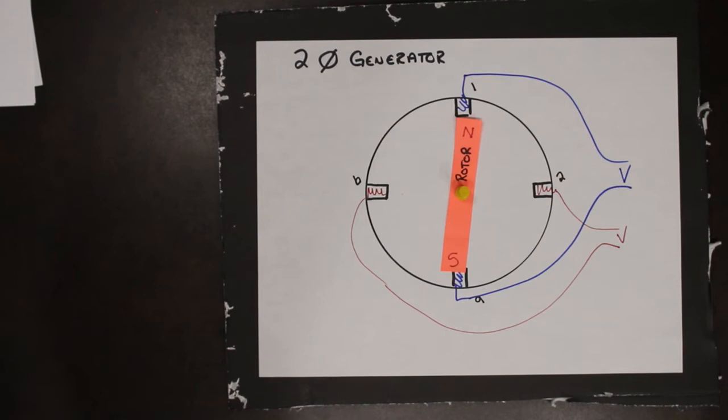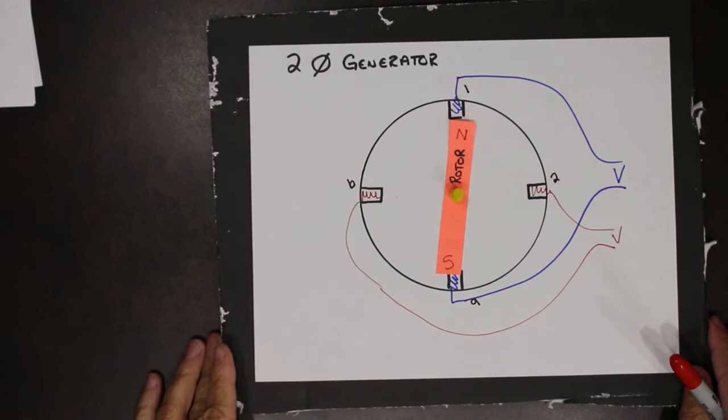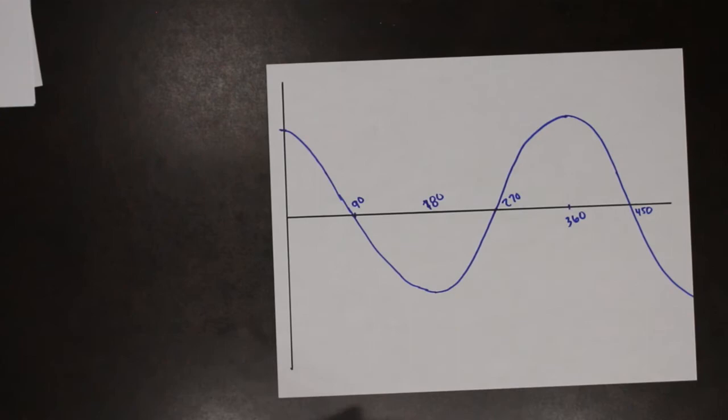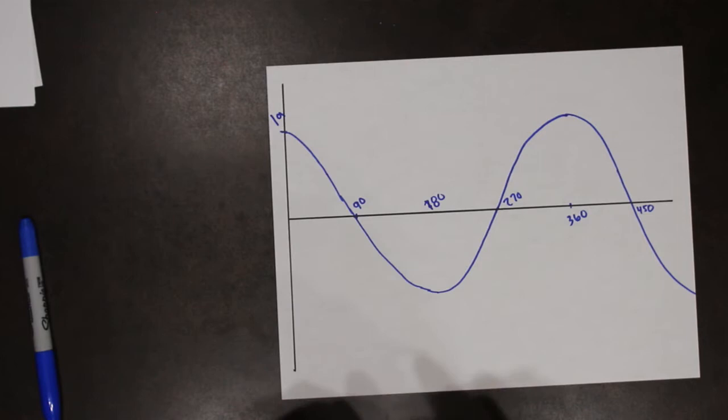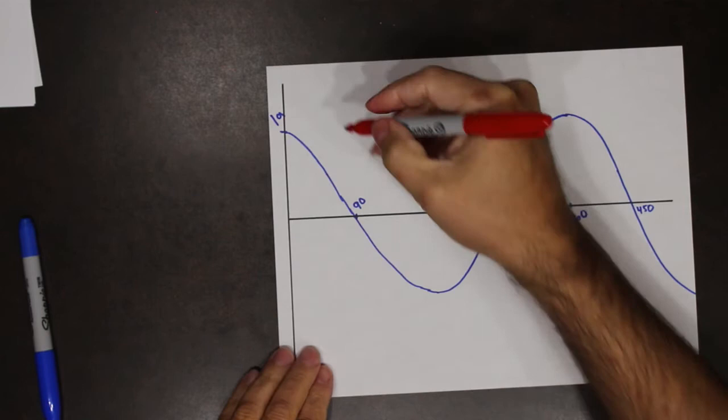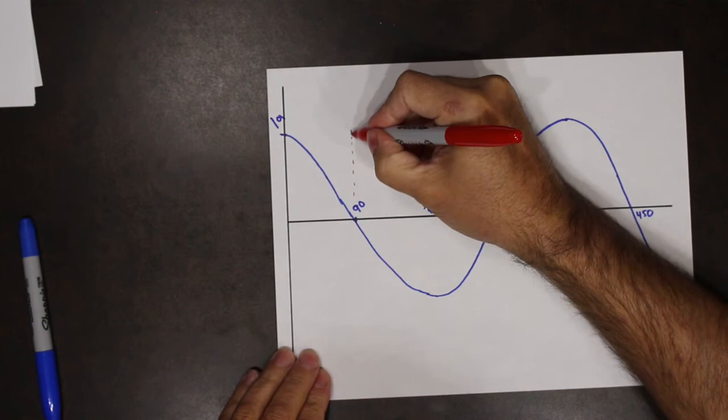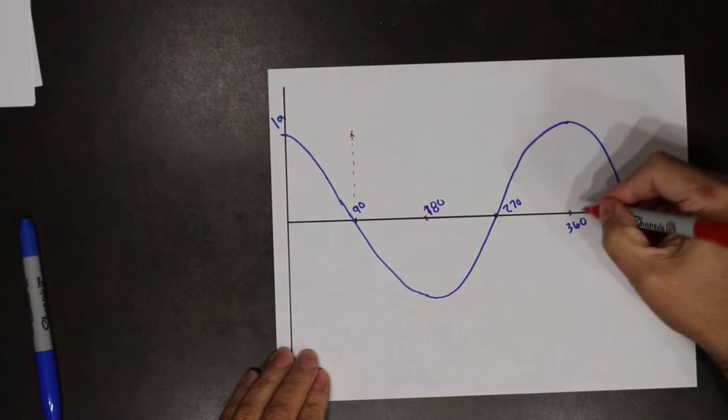So what does that actually look like? Well, here's our first waveform. That waveform was generated on coil 1A. Now I have the exact same coil inside the generator, and we're calling it 2B. 90 degrees is when we peak. So these waveforms are 90 degrees out of phase.